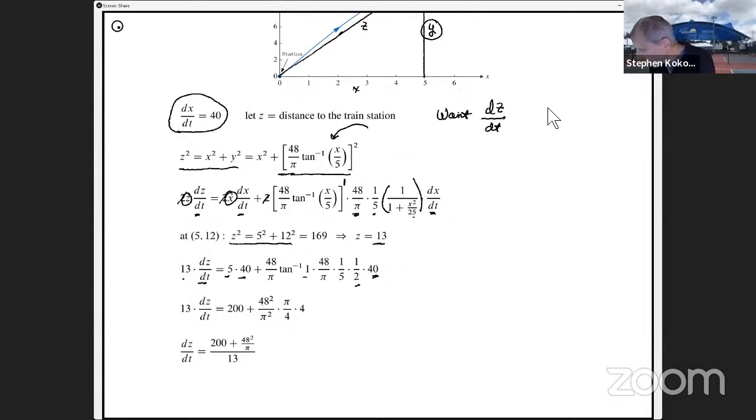So I did a little bit of simplification here on the right-hand side. I'm going to divide everything by 13, and I think there's my symbolic answer for dz/dt. How about that? So that is the rate at which the distance between the train and the station is changing at that instant when it's at that location 5, 12, which is pretty cool.